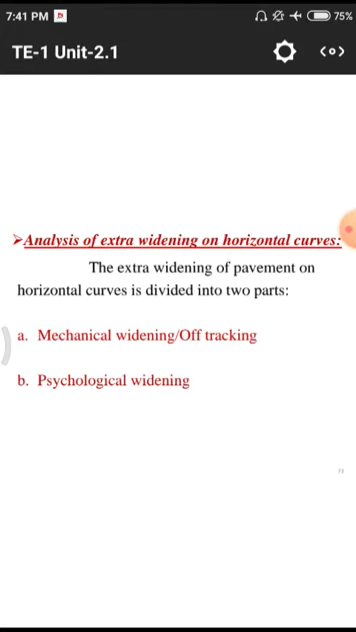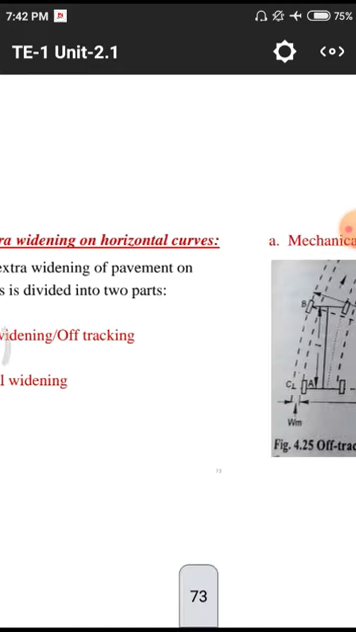First of all, the extra widening of a pavement on horizontal curves is divided into mainly two criteria. The first one is mechanical widening of the track. That means some important mechanical formulas are used for widening these pavements. The next one is physical widening. Those two kinds of formulas, physical and mechanical, are used to provide the extra pavement while the road has horizontal curves. Those things we need to study here.